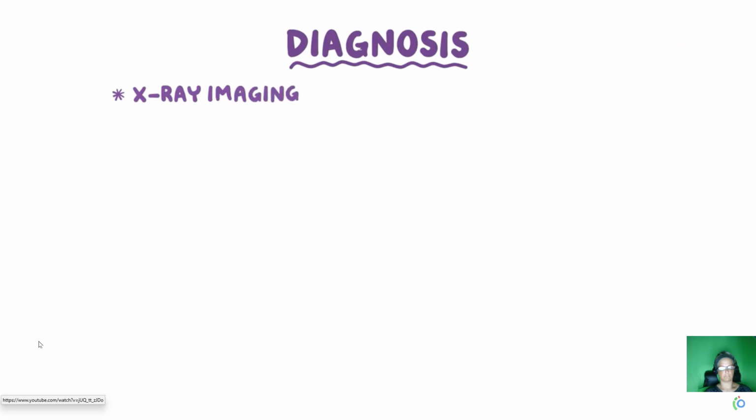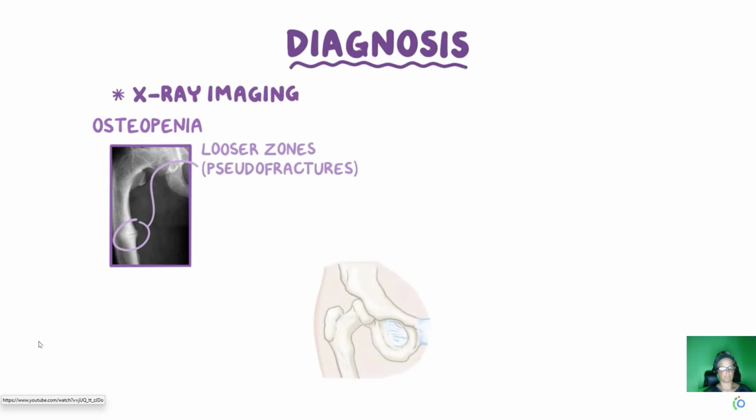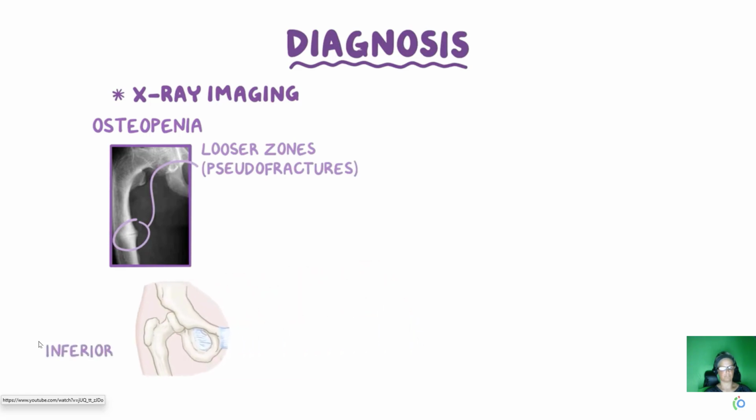Now, X-ray imaging of rickets and osteomalacia might show signs of decreased bone mineral density or osteopenia. First, there's Looser zones, which are bands of low bone density that form on the surface of the bone. And they look a bit like bone fractures, so they're also called pseudofractures. Looser zones frequently develop in the inferior and superior pubic rami of the pelvic bone.